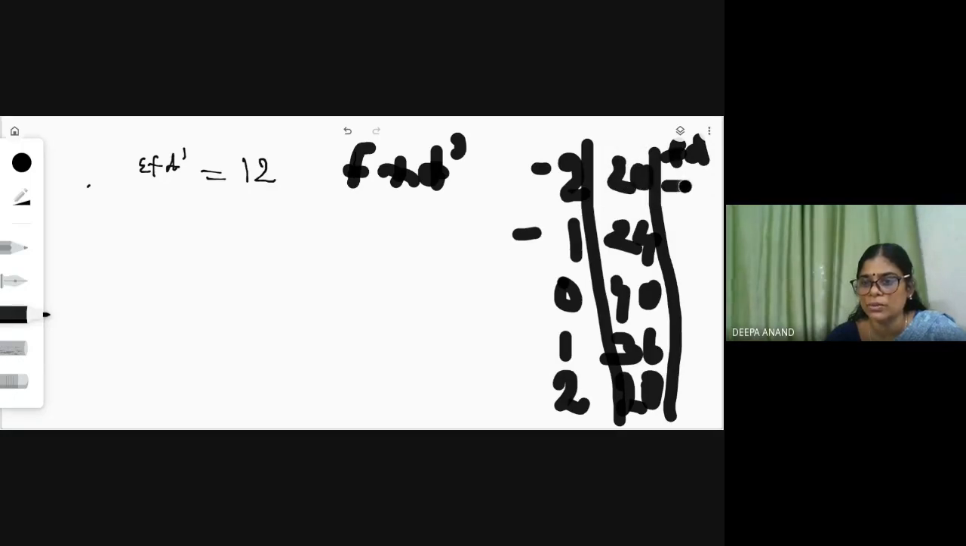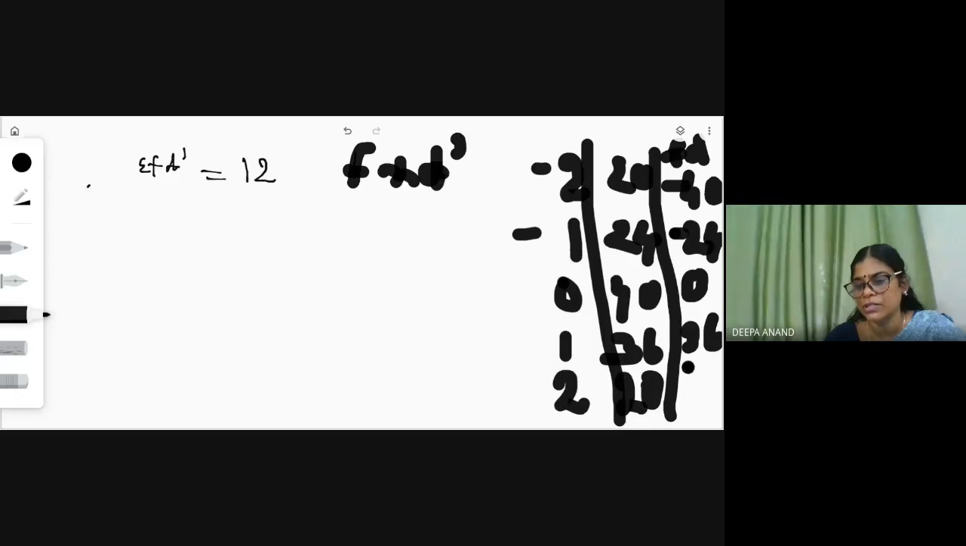20 into -2, that is -40. Then 1 into 24, that is -24. Like this you will do. Then 0, then 36 into 1 is 36, then 20 into 2, that is 40. Here you have to do the summation. That is known as sigma FD.